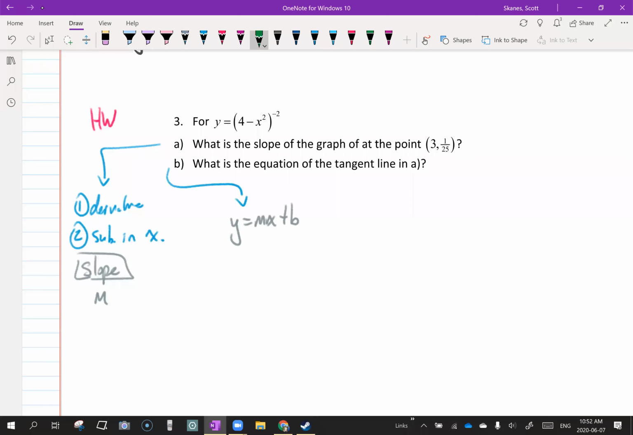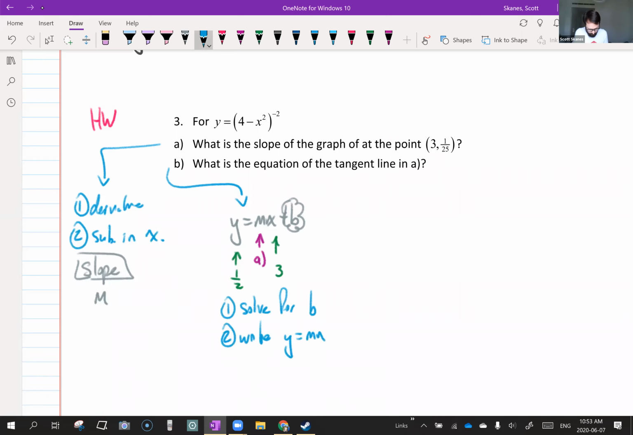Okay. You'll put in this will be 1 over 25. This will be 3. Of course, this would be from part A. And you need to solve for B, yeah? So in other words, solve for B and write y equals mx plus b. We've done ones like that before.